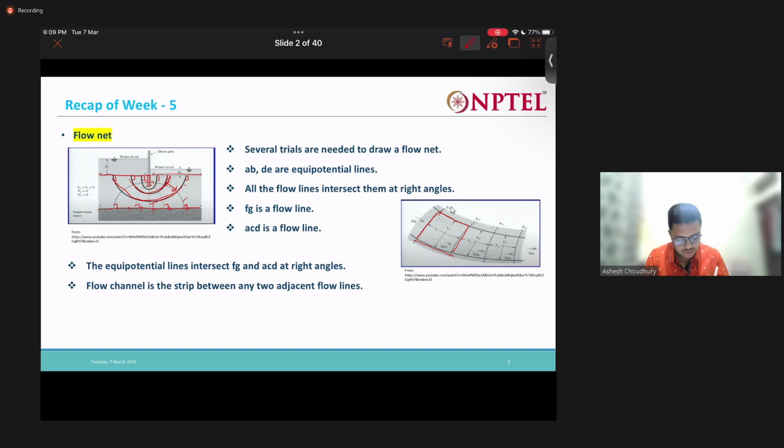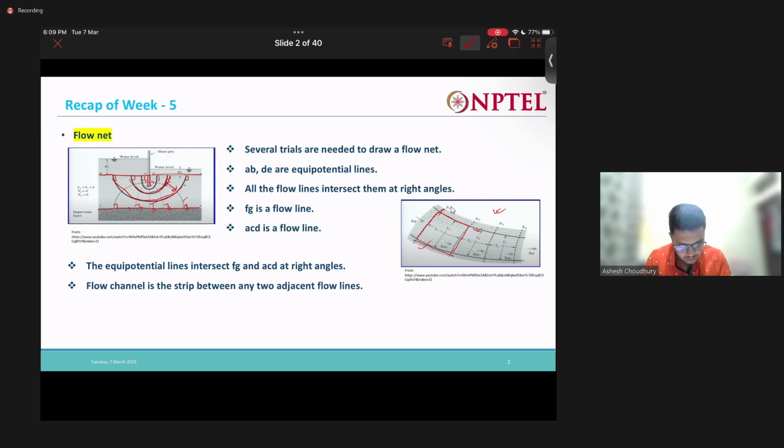Now, a zoomed image is actually given here. The solid lines are our flow lines, and the dotted lines are our equipotential lines. The heads along these equipotential lines are also given as h1, h2, h3, h4. The width and the height, L1, L2, are all the same, L1 and L1. Along both directions the dimensions are the same because they are approximately squares.